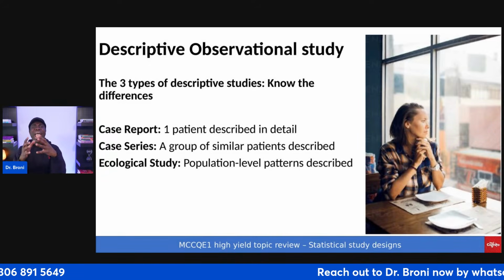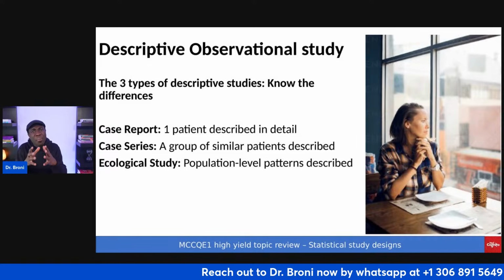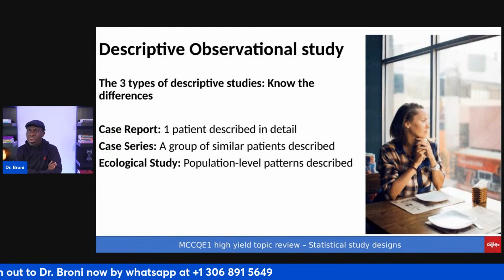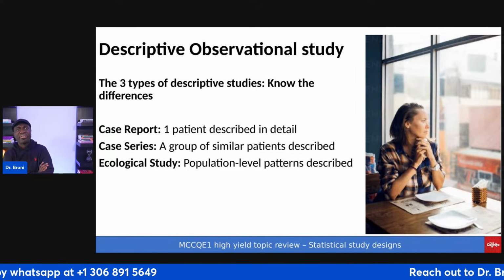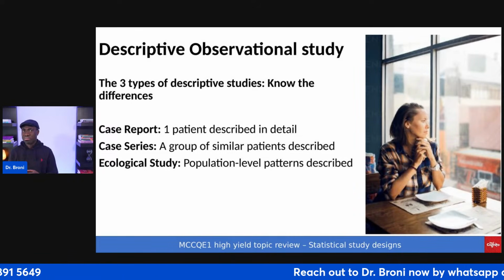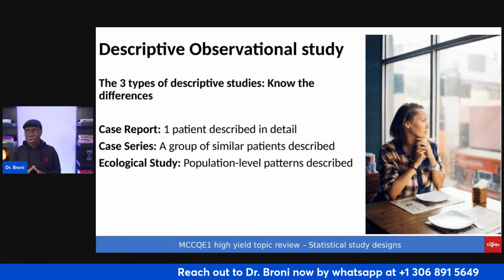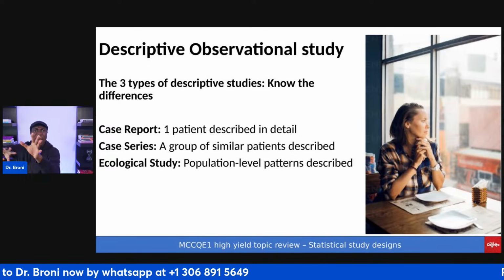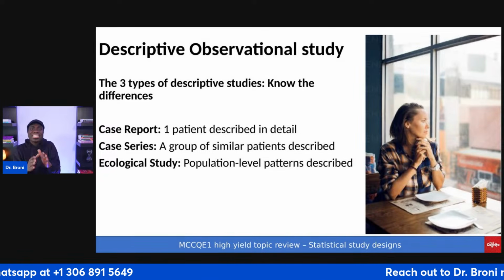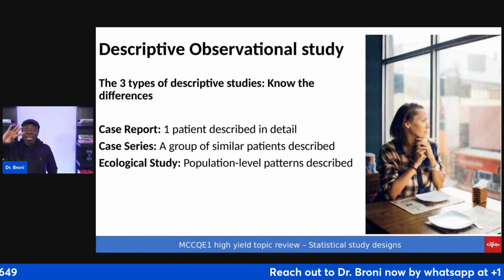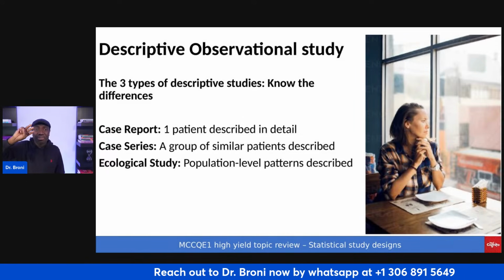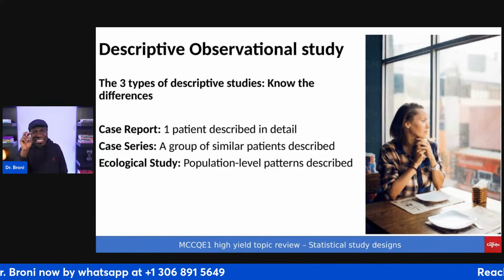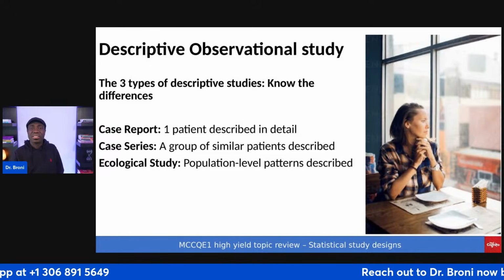And then we also have the ecological study, where population-level patterns are described. Maybe you look at something like, in Canada, in Ottawa, where I live, this is what I've observed. Maybe on the eastern side of Ottawa, in this particular perimeter, there is this factory here, and this is what I've observed. So that is the ecological study. Please remember, there are 3 types of descriptive studies you need to learn. Number 1 is the case report. Number 2 is the case series. And number 3 is the ecological study.